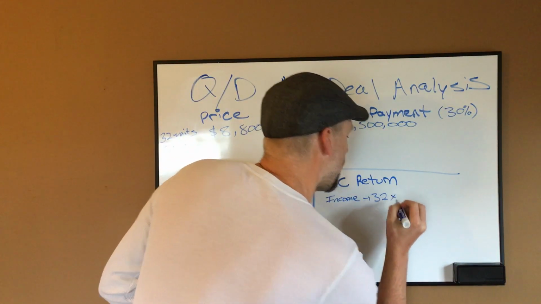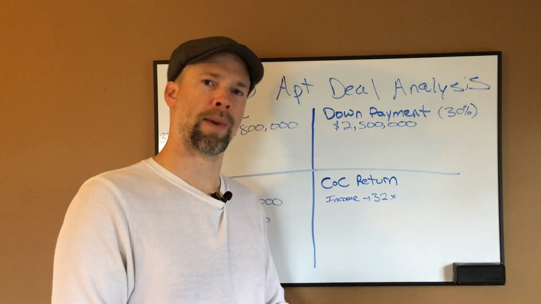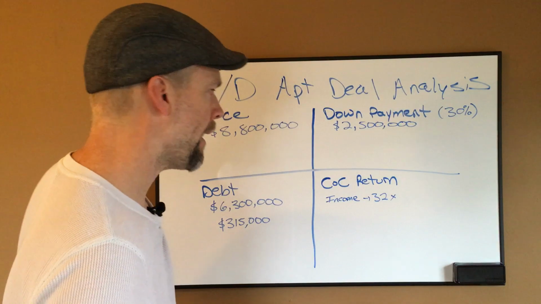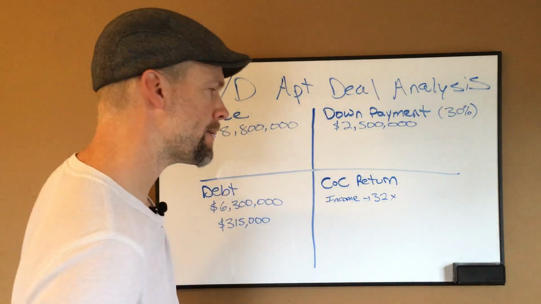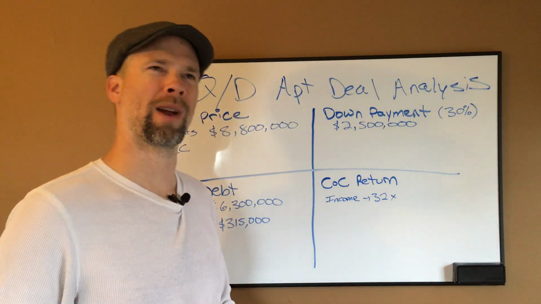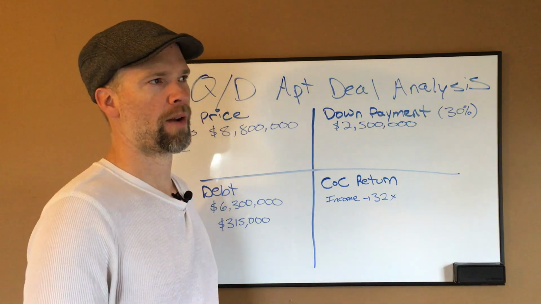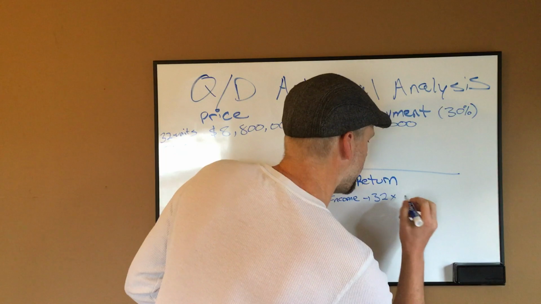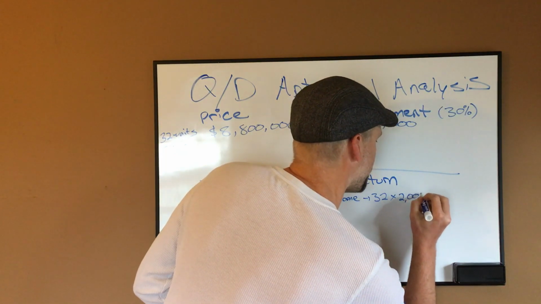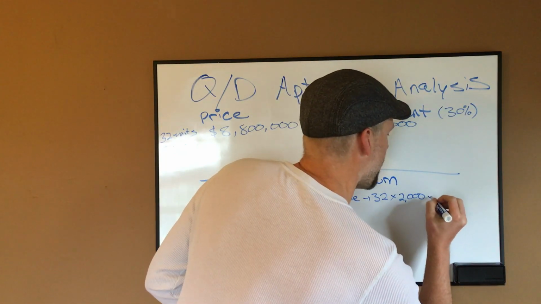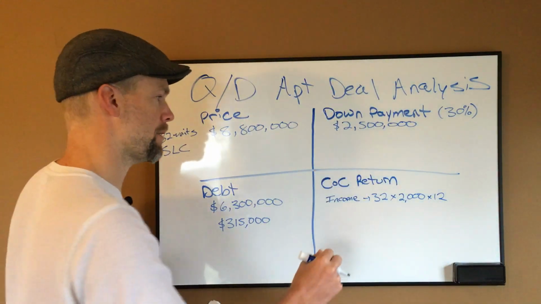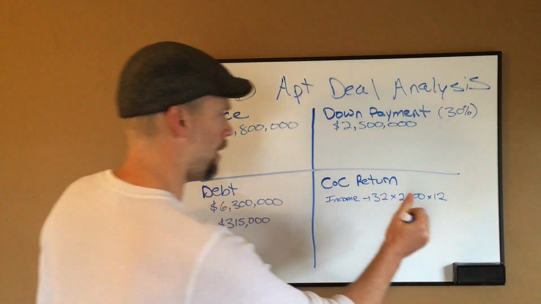32 units. Now 16 of the units are 3-bedroom, 16 are 2-bedroom. So the average rent for the 32 units, the 2-bedroom are $1,850 a month, the 3-bedroom are $2,150 a month. But the average rent is $2,000 a month. Now we need to multiply that. We've got 12 months in a year. We want annual numbers. These are all annual numbers here.